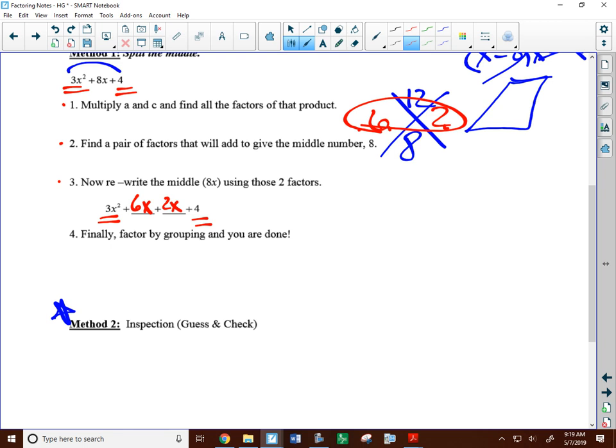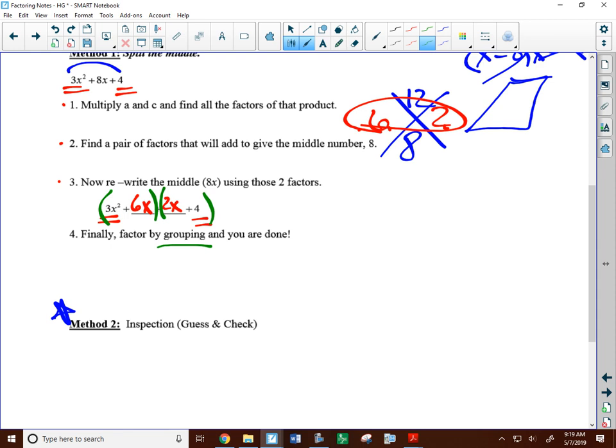So 6x plus 2x is equal to 8x, right? That's the same. But I just write it like this. You don't simplify it, you just group. Now it's just grouping, and it's going to work. So I group the first 2, group the second 2, do grouping, and we're done.